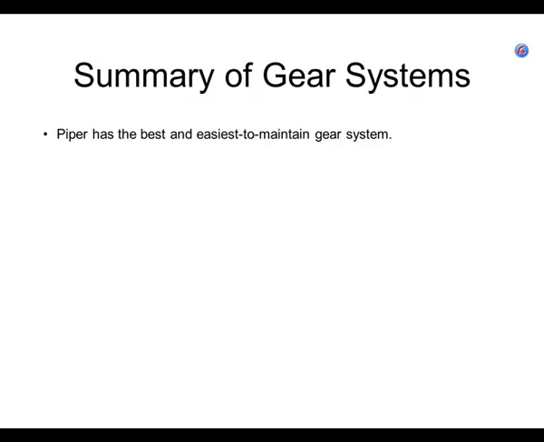So, a summary of gear systems. Piper definitely has the best and the easiest to maintain gear system. And before we leave gears, I'm going to ask the question, why do you think it was easier for Piper to design it than Cessna? But we'll cover that in a minute.